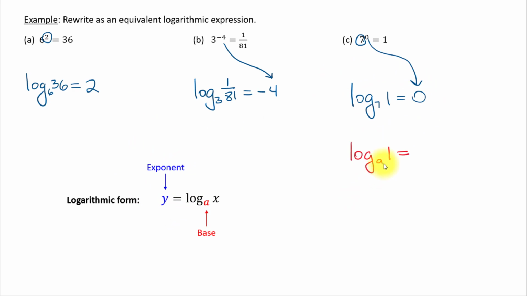We can say that no matter what base is, if I have 1 inside the logarithm, then that logarithm has to be equal to 0. And this is because no matter what base is, to obtain 1 as the result, that base has to be raised to the power 0. If a logarithm contains 1, then no matter what the base is, that logarithm will always be equal to 0. Base, power, the result.